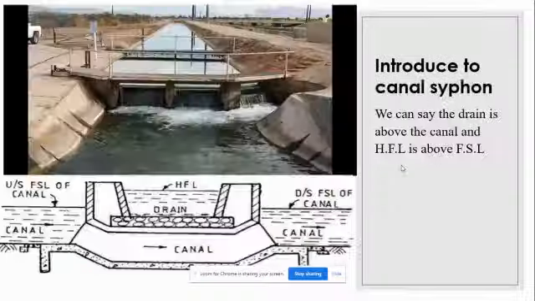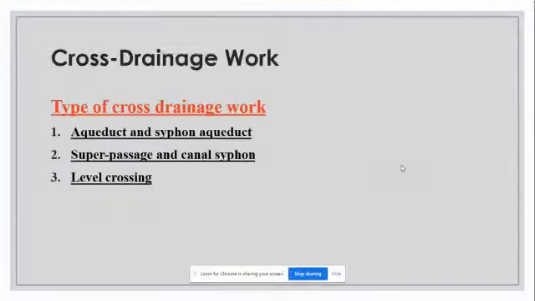What we studied today: there are three types of cross drainage work. First is aqueduct and siphon aqueduct, second is super passage and canal siphon, and third is level crossing. First we understand completely. First is aqueduct. Aqueduct means river is below and canal is above. That is aqueduct. Second, siphon aqueduct: canal is above and river is below, but full supply level is greater than the bed level. That means siphon aqueduct.